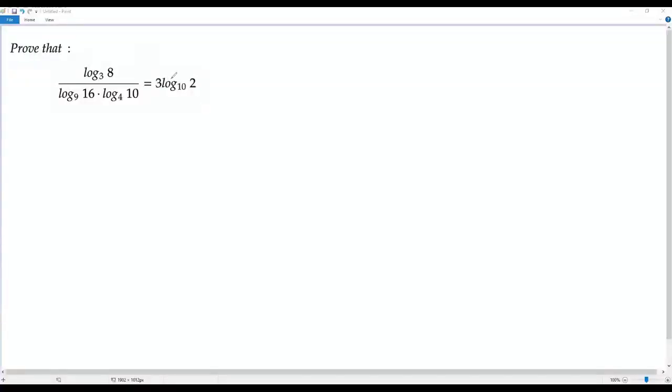Here we have a problem on logarithm. That is, we have to prove the given equation. That is the stuff we have on the left side: log base 3 of 8 divided by log base 9 of 16 times log base 4 of 10 equals 3 times log base 10 of 2.